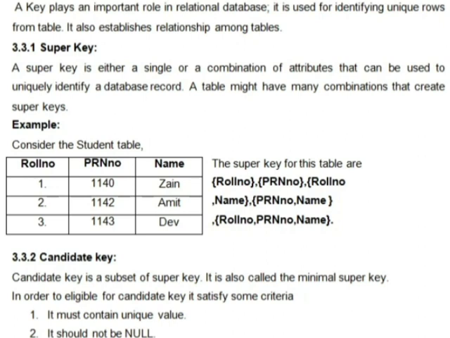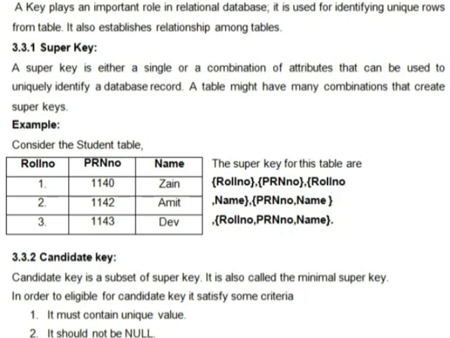Whenever we create a table, in the particular table, we will be using a certain type of key, that is primary key, foreign key. These are the keys which are used for identifying the particular row in the table. It plays a very important role in a relational database model. There are multiple types of keys: super key, candidate key, primary key, and foreign key.